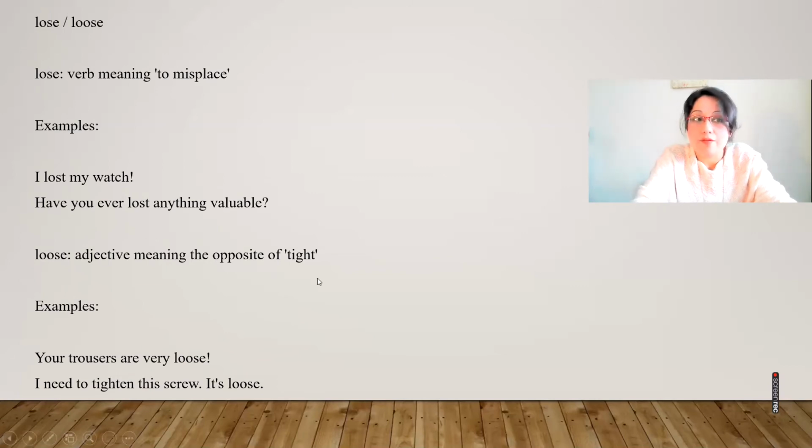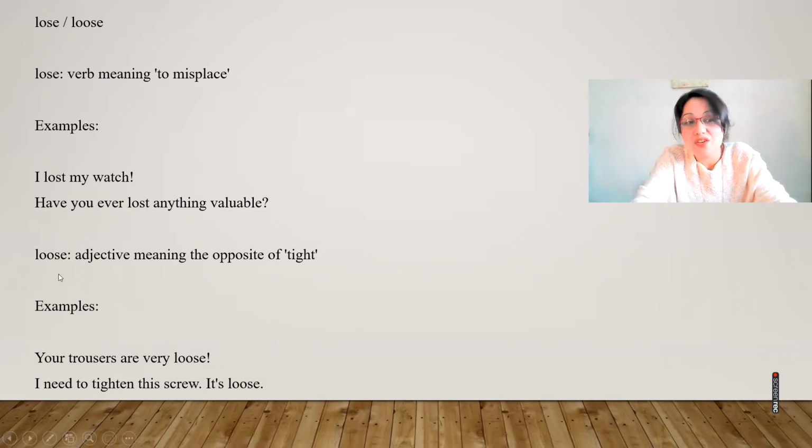Okay, so then you have your lose and loose. Subtle difference. You have lose and you have loose. Z and s. So this is your z, lose. So the verb meaning to misplace. I lost my watch. So when you lost your watch, you lose something. Have you ever lost anything valuable? Yeah, I have. Sorry about that, but yeah, I'm a little clumsy at times.